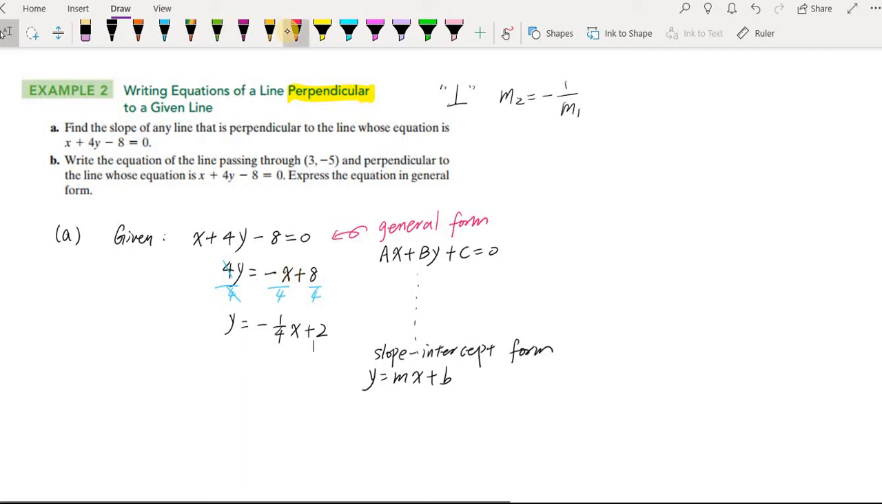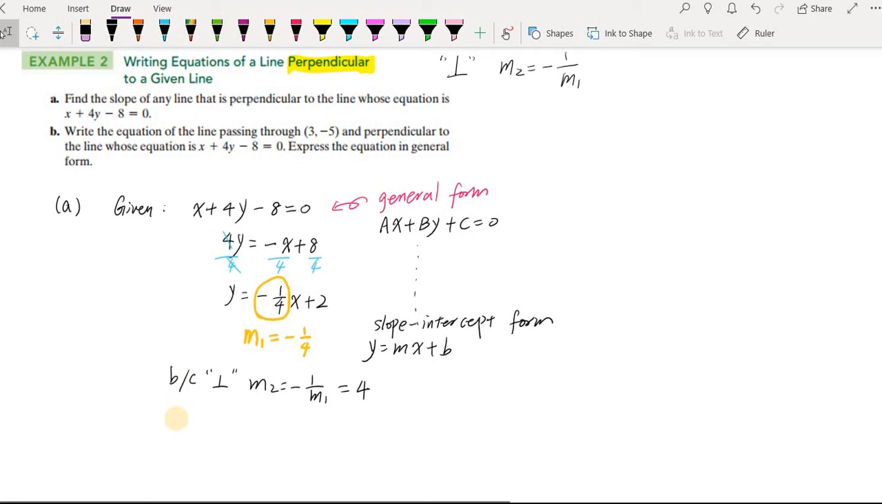So we know this part is our slope, right? So our m1 is equal to negative 1/4. Because we're looking for the perpendicular, our m2 must be negative 1 over m1, which means it's just the negative reciprocal. In our case, the opposite sign will be positive, and the reciprocal of 1 over 4 is just going to be 4. So your m2, the one we're looking for, the answer is 4.